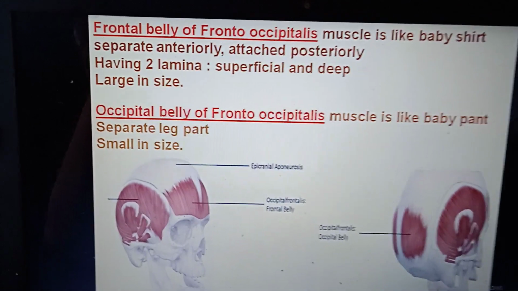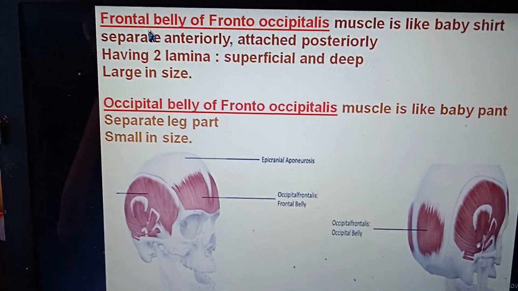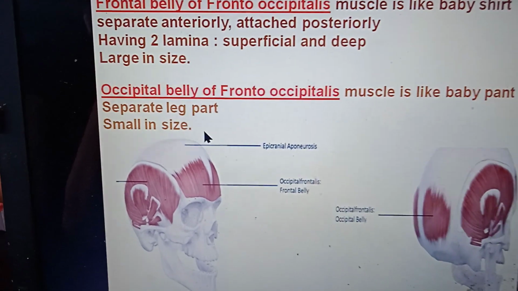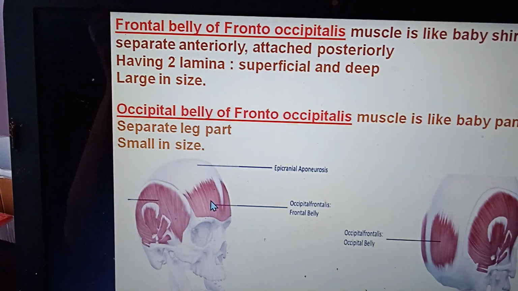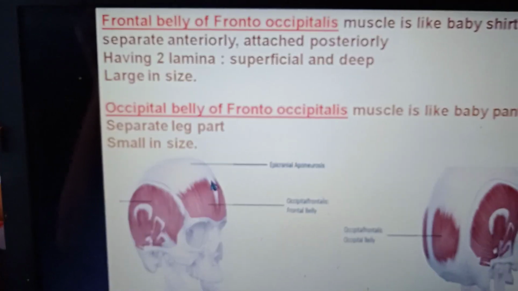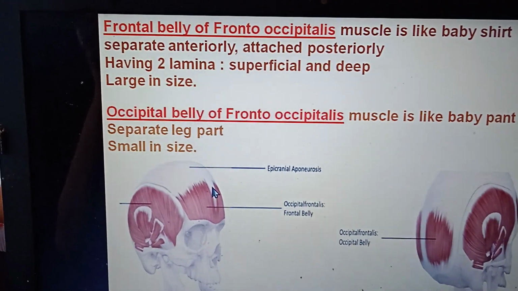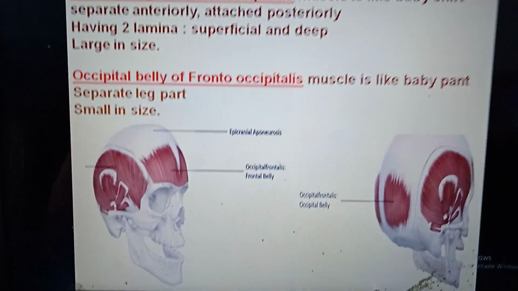Now how does this frontal belly seem like a baby shirt and pant? Just look here. The frontal belly of fronto-occipitalis muscle is like a baby shirt. It looks like the neck of the shirt.